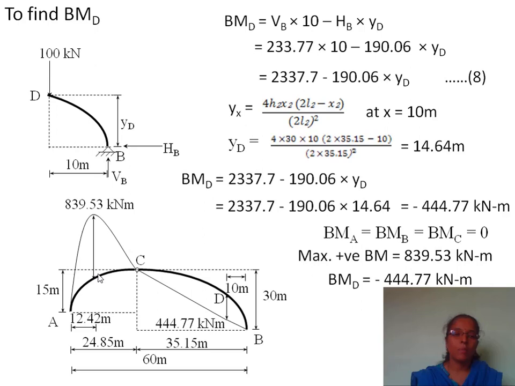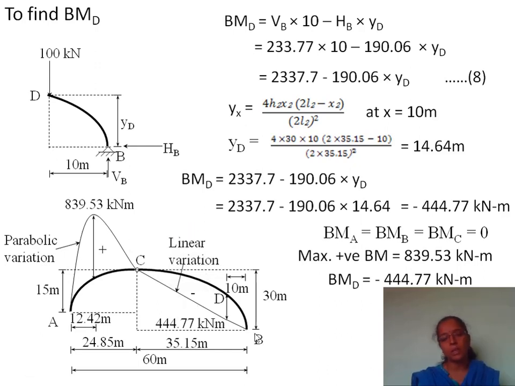The part above the baseline is positive and the part below the baseline is negative. This is the bending moment diagram. You have to mention the variation as well, because we have two types of variations: parabolic variation in the AC portion and linear variation in the BC portion. That completes the analysis of the 3-hinged parabolic arch with supports at different levels.